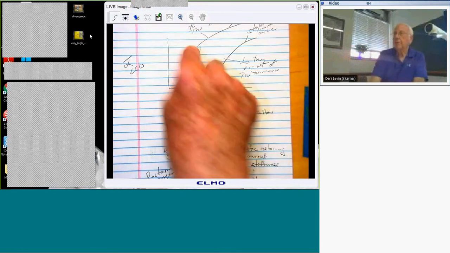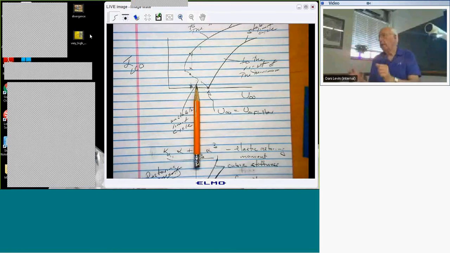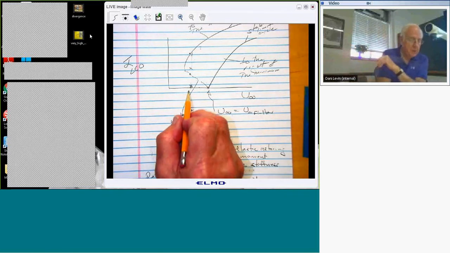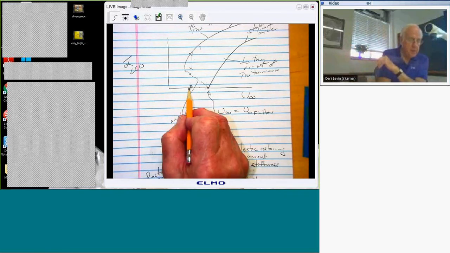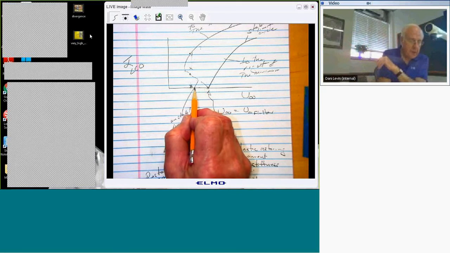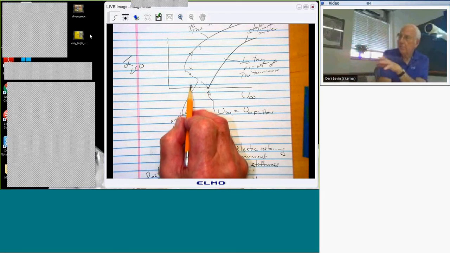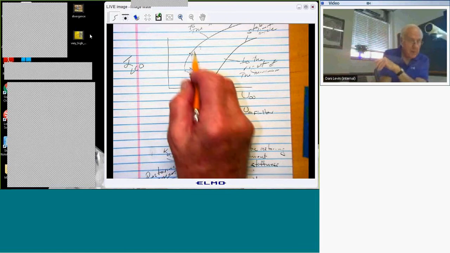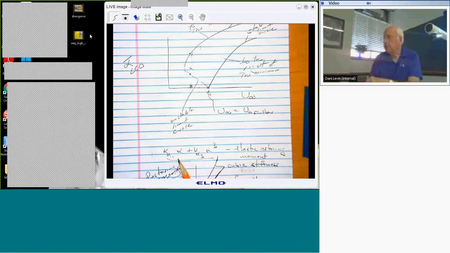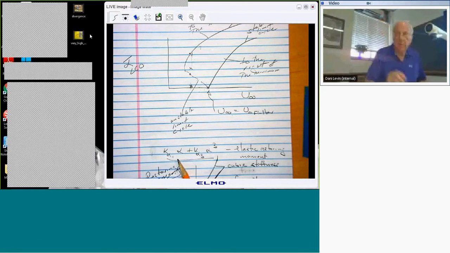Now, if you had a very quiet tunnel, a very low turbulence tunnel, presumably you could do some interesting experiments where you could find this point and then go back here and then disturb it by some means and roughly find out where this boundary is. But it was interesting. I probably told you more about that than you need to know at this point.